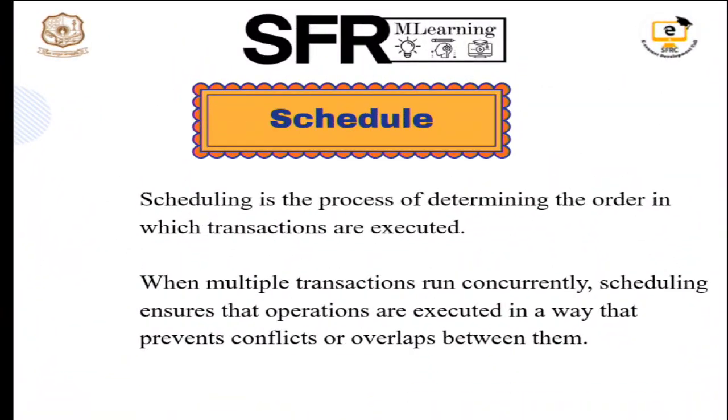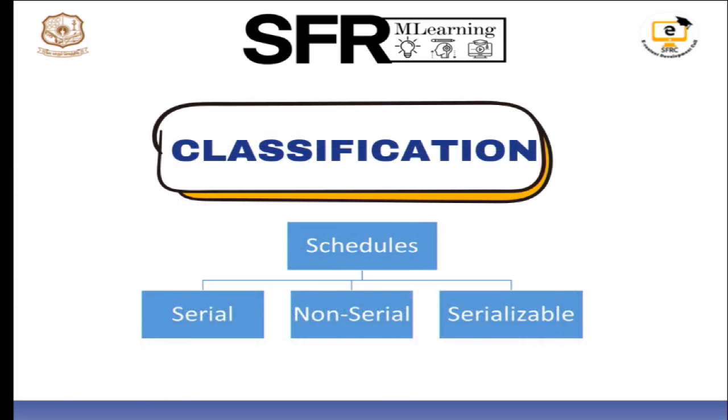First, what do you mean by a schedule? Scheduling is the process of determining the order in which transactions are executed when multiple transactions run concurrently. Scheduling ensures that operations are executed in a way that prevents conflicts or overlaps between them. There are three types of schedules. The first is serial schedules, the second is non-serial schedules, and the third is serializable schedules. Let's see them one by one.